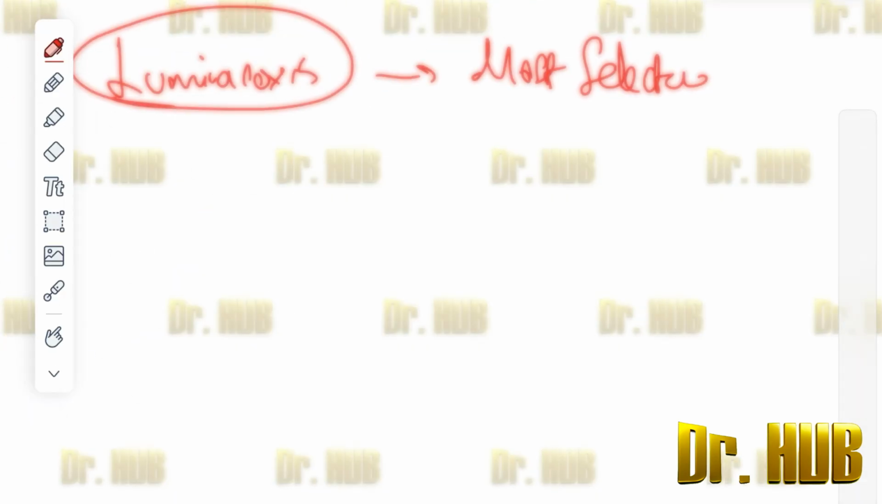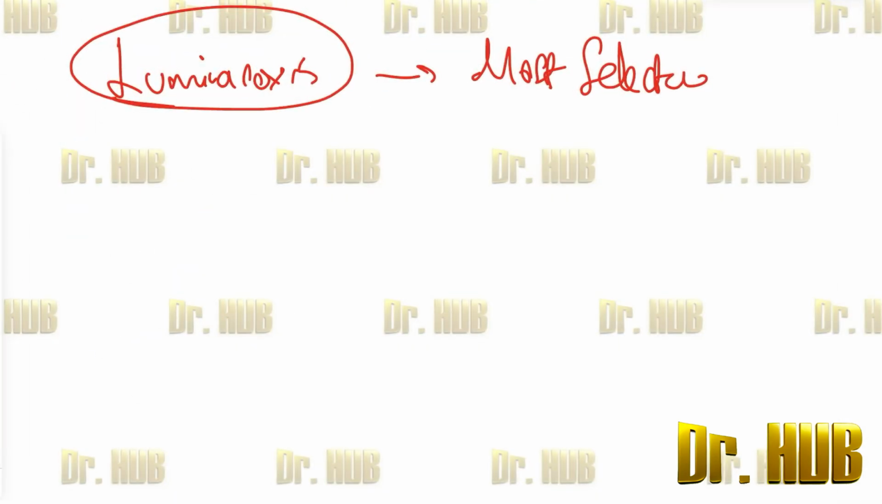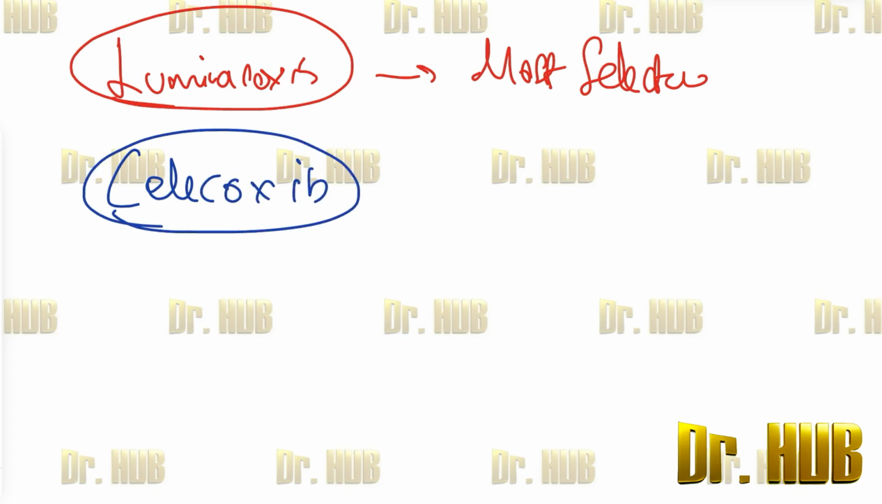Out of all this, the Lumiracoxib is the most selective. So this Lumiracoxib is the most selective. Then moving on, we also have the Celecoxib. The Celecoxib was last in the order, so this is going to be the least selective.